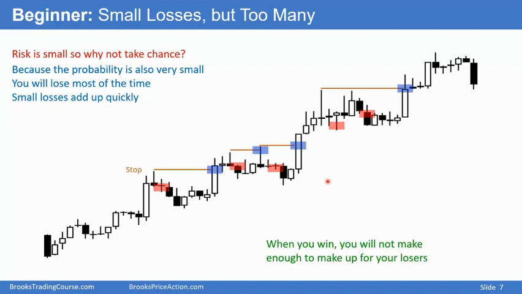A low probability trade goes hand in hand with a swing trade. If you're looking for scalps, you have to take high probability trades. Shorting in a tight bull channel is not a high probability bet.